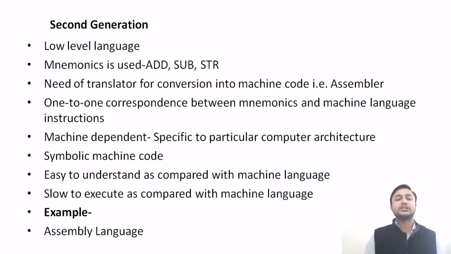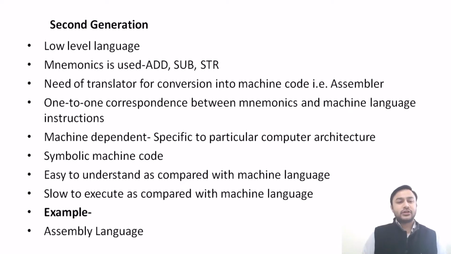So this is mnemonic, or we can say it is a symbol. In this second generation of language, there is a need of a translator because the language will be translated into machine language, because the machine does not understand the assembly language directly. So the second generation language will be converted into machine language. So there is a need of a translator, which is known as an assembler.